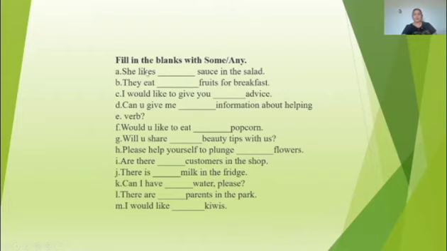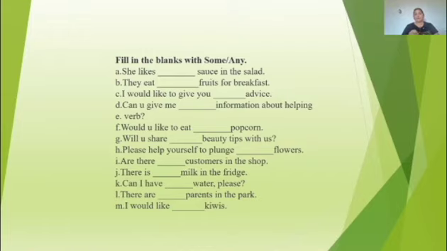Now, this is a small brain teaser for you all. Just try to add some or any. She likes some sauce in the salad. They eat some fruits for breakfast. I would like to give you some advice. Remember, there's no plural form for advice. There's no word like advices. Can you give me some information? See the intonation there. Can you give me some information about helping work?